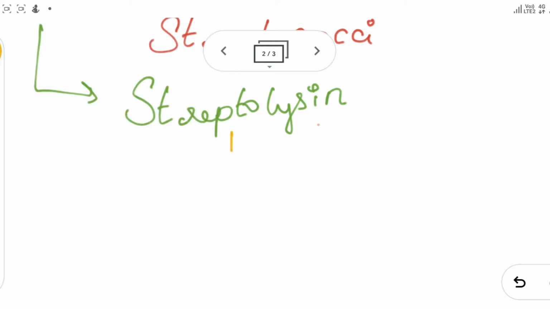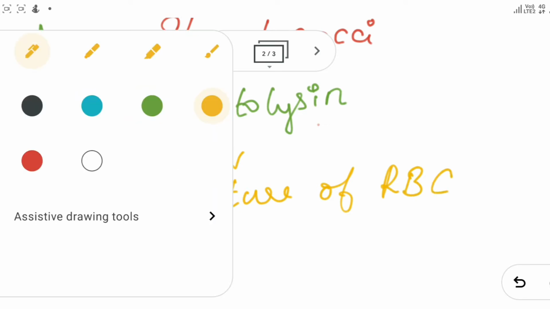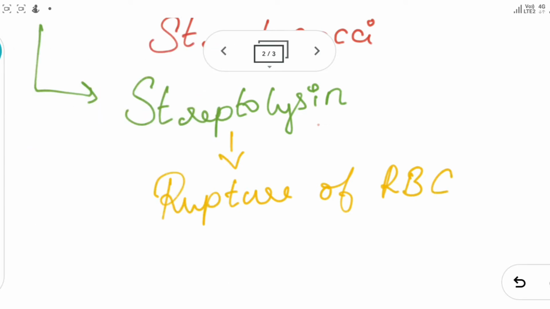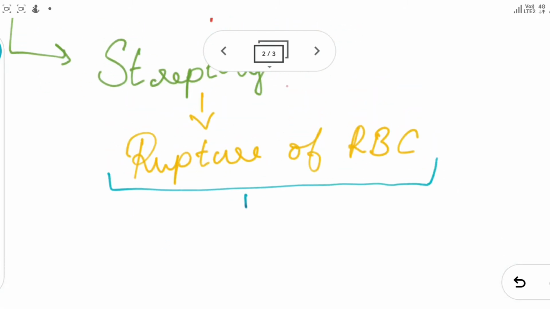Streptolysin is responsible for the rupture of RBCs, which is called beta hemolysis.